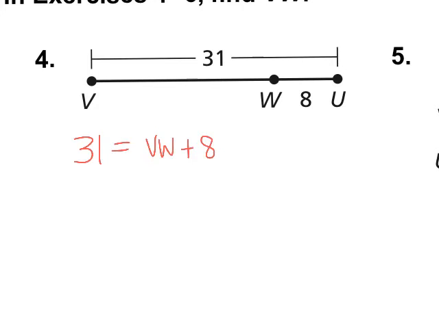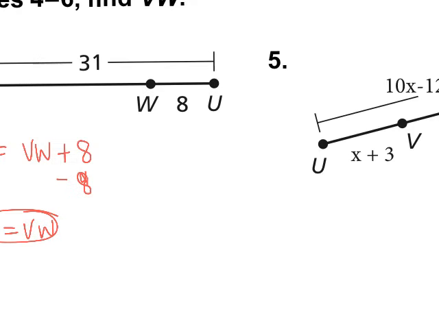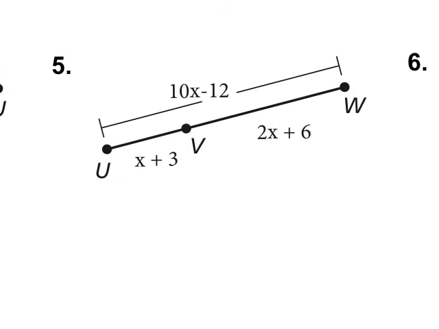No. Okay. All right, so we subtract 8 from both sides. Subtract, oh my gosh, that's an ugly 8. Subtract 8 from both sides, and I end up with what, 23? Okay. All right, let's look at 5. 5's the tough one. Okay.